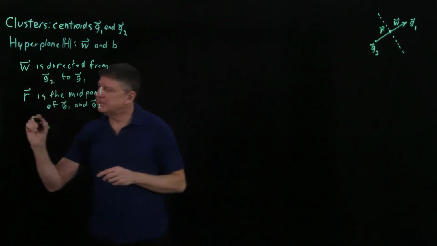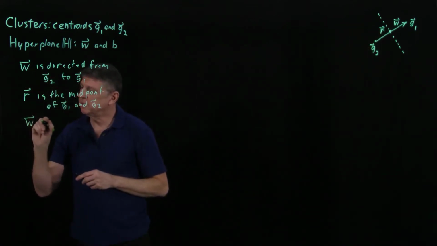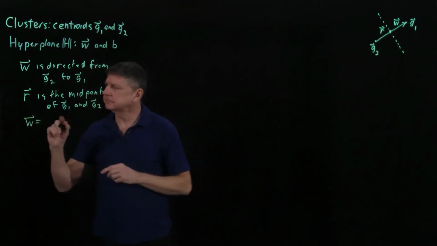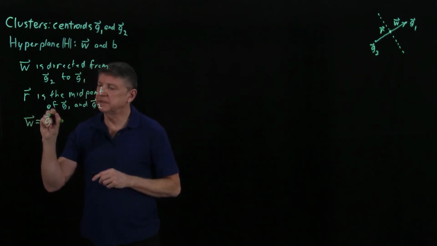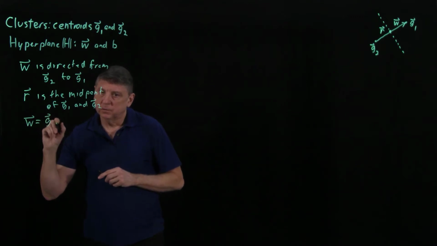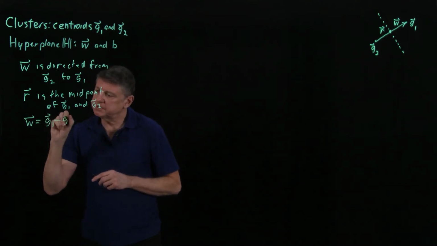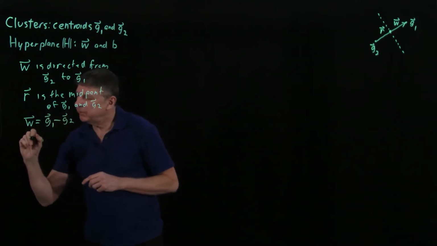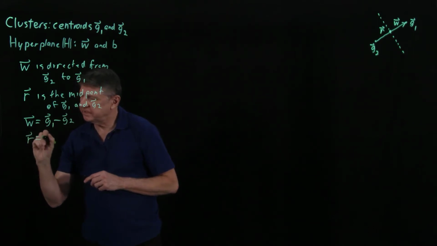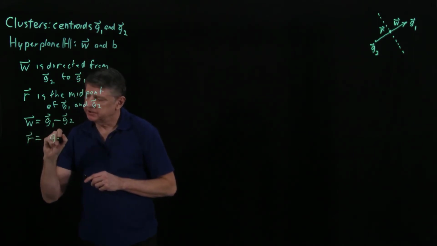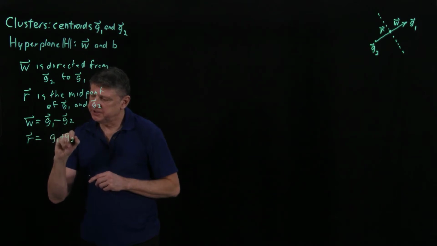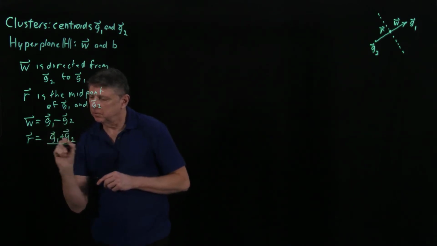And that implies that we can write w as simply G1 minus G2, and we can write our reference point as G1 plus G2 over 2.